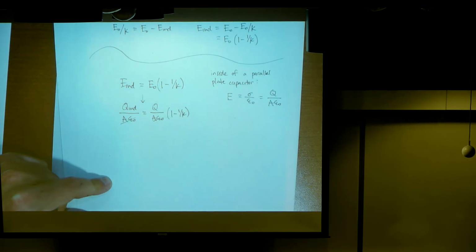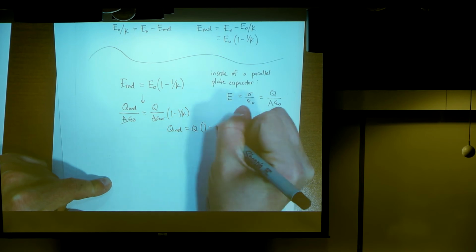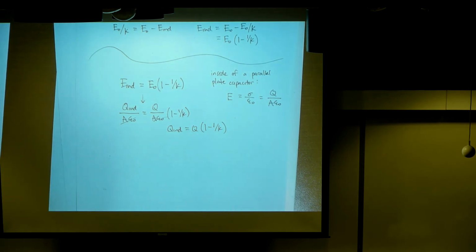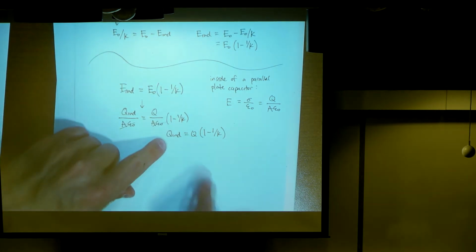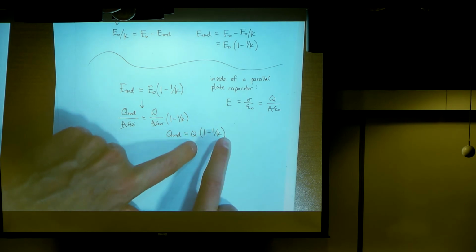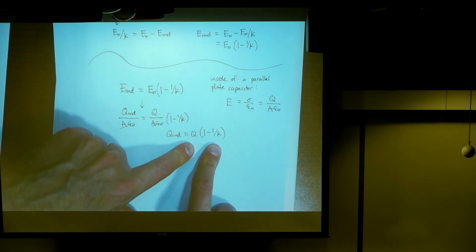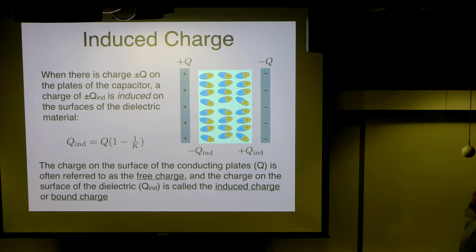So we can cancel out this part, and we just get Q induced equals Q times 1 minus 1 over K. In other words, the relationship between E naught and E induced is pretty much the same as the relationship between Q and Q induced. Just multiply by this factor right here. Any questions on that? So the result, just to go back to the slide, is Q induced equals Q times 1 minus 1 over K.